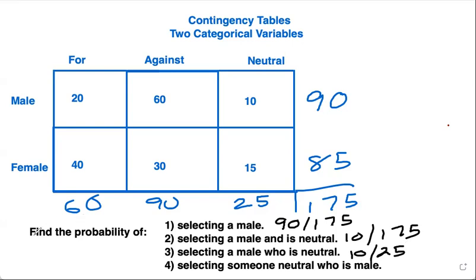Same thing with this last one. Find the probability of selecting someone neutral who is male. So it's out of those who are male. Of the 90 males in this chart, 10 of them are neutral. And that's what's called a conditional probability. It's not out of the total, 10 out of 90. And those are several examples of dealing with a contingency table which displays two categorical variables.